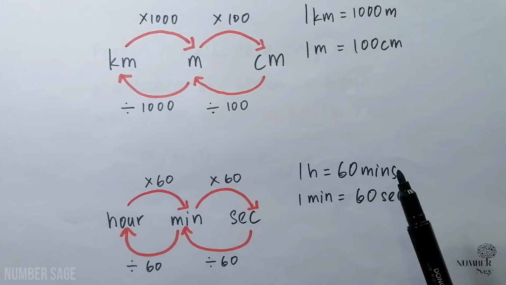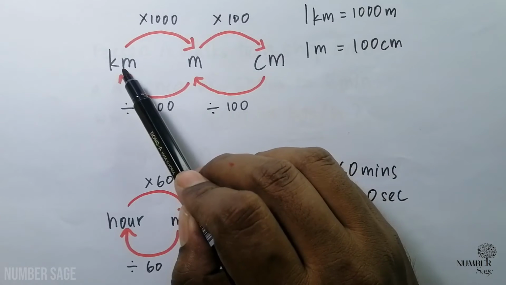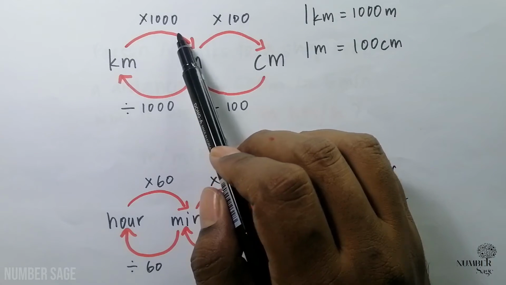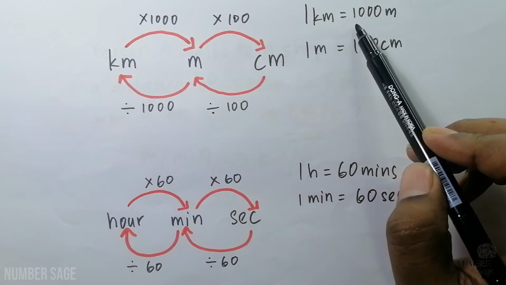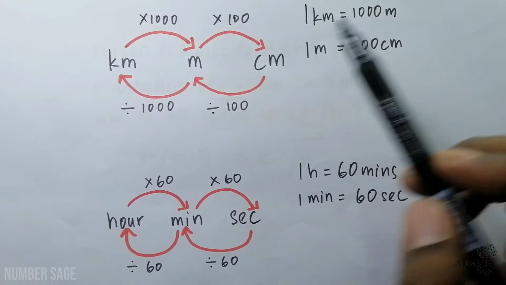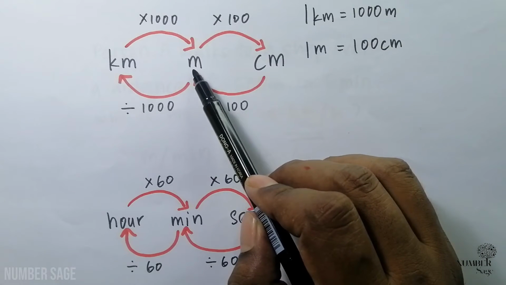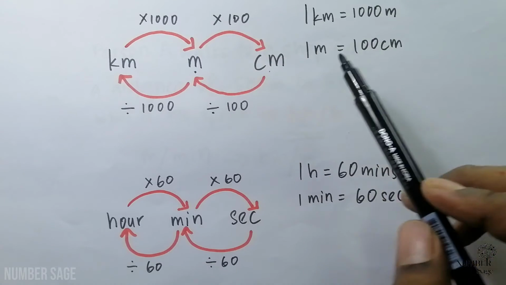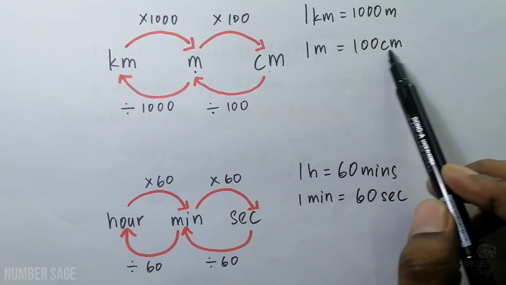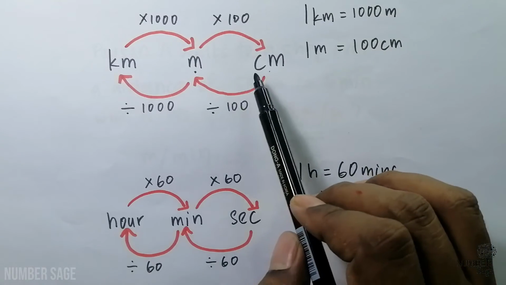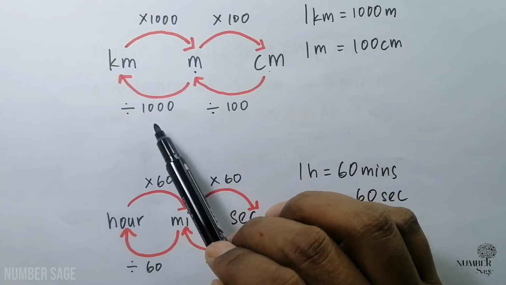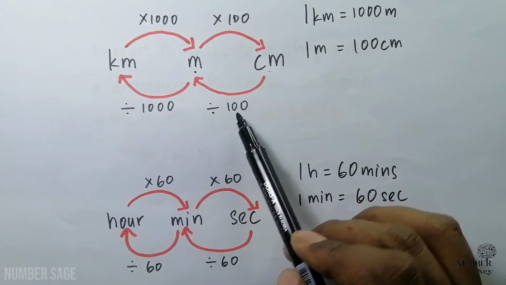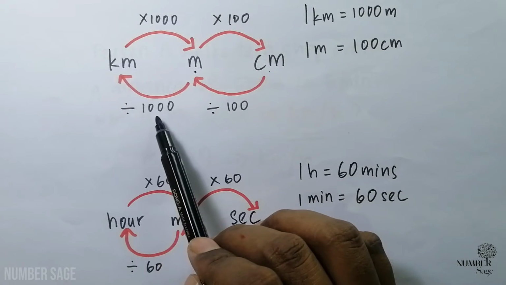For example, if you are going to convert from kilometer to meter, we have to times 1000. This is because 1 kilometer is equivalent to 1000 meter. The same when you are going to convert from meter to centimeter, you have to times with 100 because 1 meter is equivalent to 100 centimeter. When you are going backwards, it's the same concept and the same amount, but instead of a multiplication, we divide with 100 or we divide with 1000.